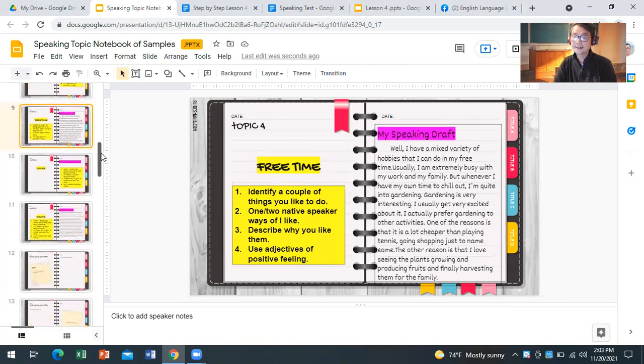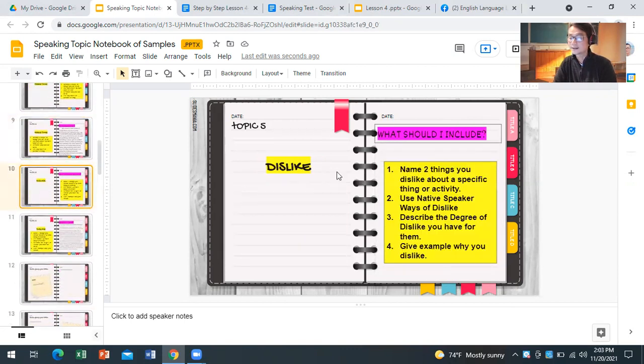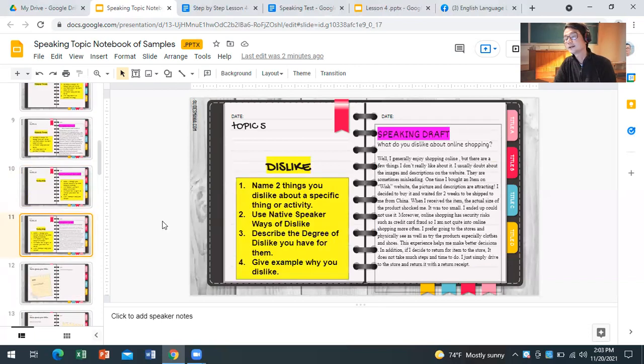And I haven't added the new lesson yet. So the new lesson is dislike. Name two things you dislike about a specific thing or activity. You need to speak using ways of expressing dislike, describe the degree of dislike you have for them, and give an example of why you dislike them, right? So I'm going to make a writing here already, I think, yeah. So that's something I keep as a journal or something like that.